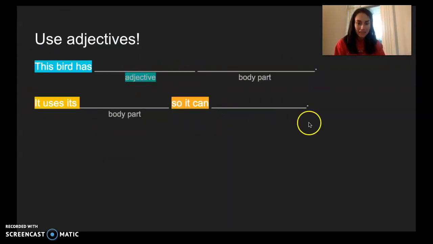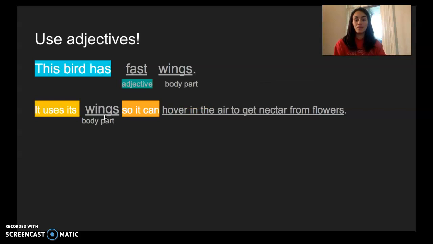This is our complete sentence frame, right? So, "This bird has" an adjective and then the body part. "It uses its ___ so it can ___," okay? So that's basically how we're going to be writing this riddle. Let me show you an example.